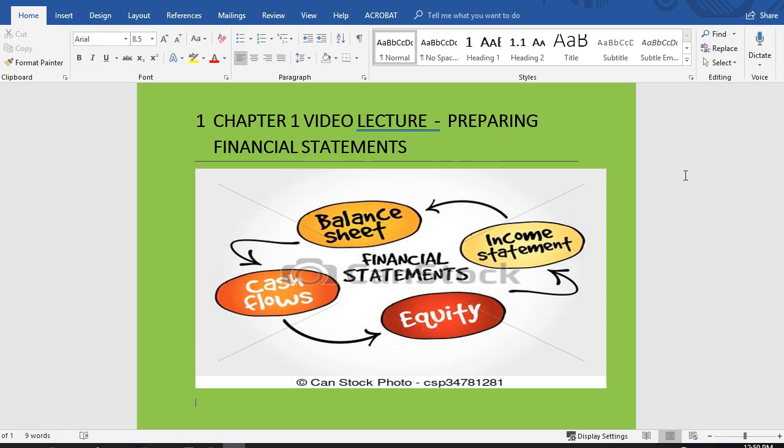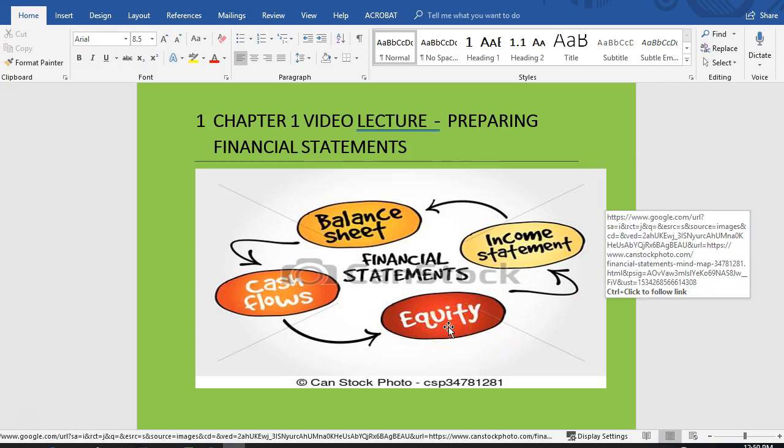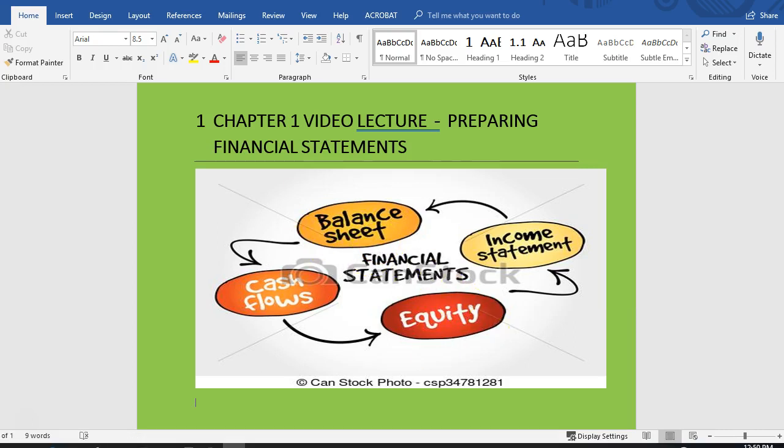For today, we're going to prepare the income statement first, followed by the retained earnings statement, which again, same with the equity statement, and the balance sheet. So you ready? Let's go.